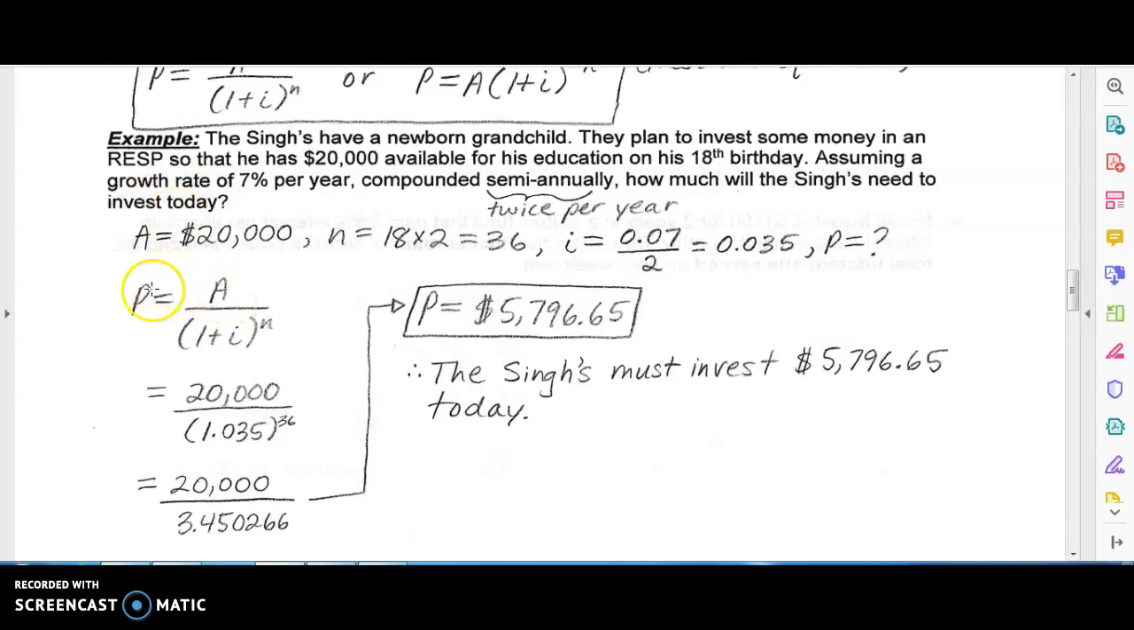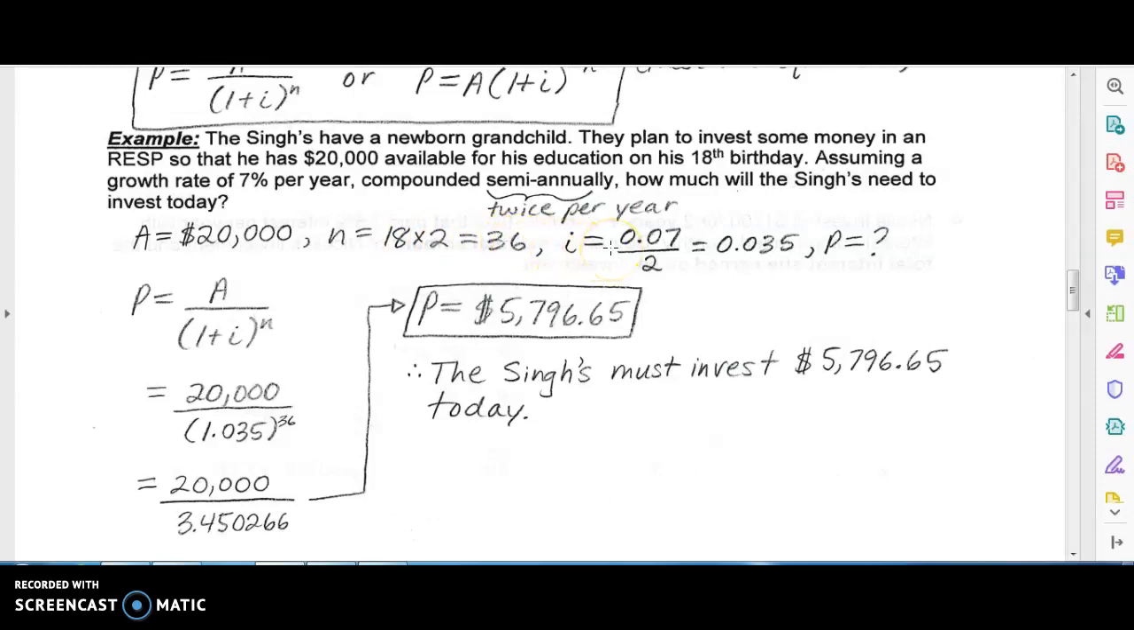So here's our formula. We know A, the final amount we need, is 20,000. n is the number of years of the investment. So on his 18th birthday, right? That means we have 18 years of the investment multiplied by the number of compounding periods per year. So semi-annually, it's twice per year. So 18 years for the investment times 2 compounding periods per year tells me n is 36.